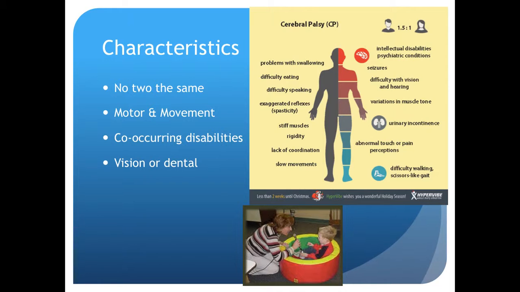Some have vision or dental problems. Some have hearing loss, and most have speech impairments. And some speech impairments that are fairly common in CP are articulation, apraxia, and dysarthria. Drooling and issues with feeding may also be present in CP.